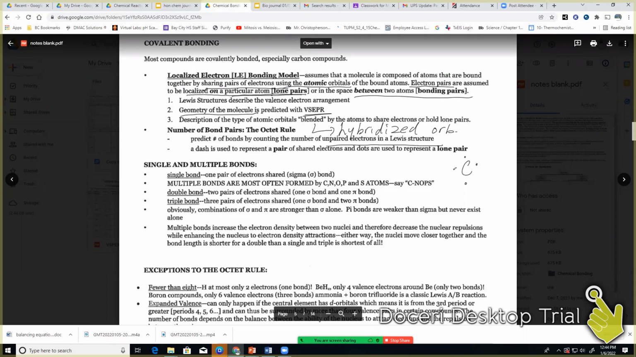Our single bonds are just one pair of shared electrons, and that is called a sigma bond. Multiple bonds are most often formed by carbon, nitrogen, oxygen, phosphorus, and sulfur. CNOPS, if you like a little mnemonic. If I have a double bond, I have two pairs of shared electrons, so that's one sigma and one pi bond. The sigma bond is going to be in every one. It's the strongest type of bond. For the double and the triple, you're just adding on a pi bond, and those are a little bit weaker because of the way they orient themselves. If I have a triple bond, I have three pairs of electrons, so that's still one sigma and now two pi bonds.